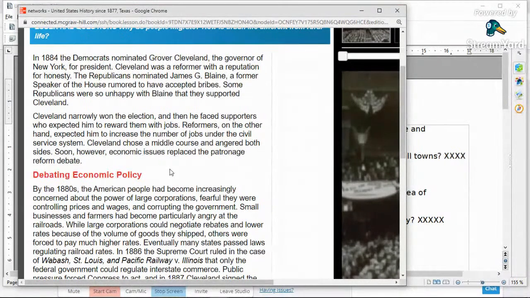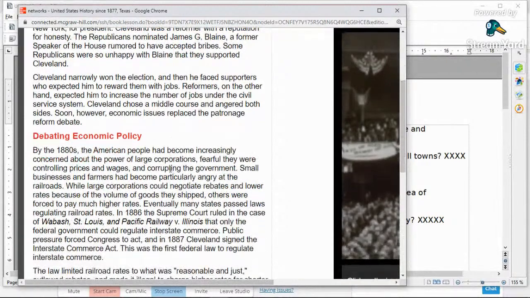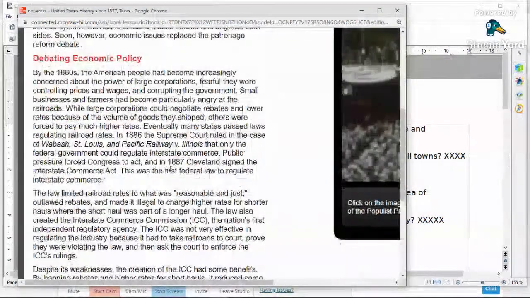Anyway, Cleveland won the election, okay? And he had a lot of his supporters that wanted him to give them a job. But he said no, he was kind of in the middle. Soon it was economic issues that took over this debate about patronage. Remember, patronage means that I'm going to give you a job just because I like you. So we have economic policy.